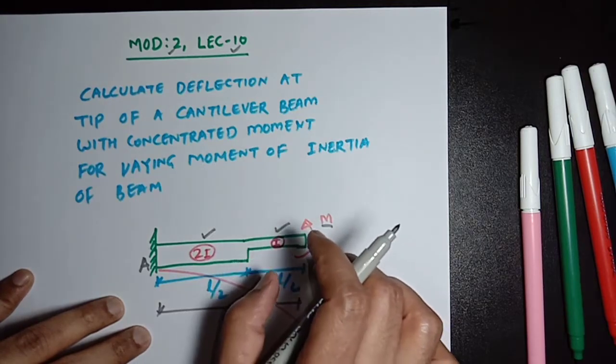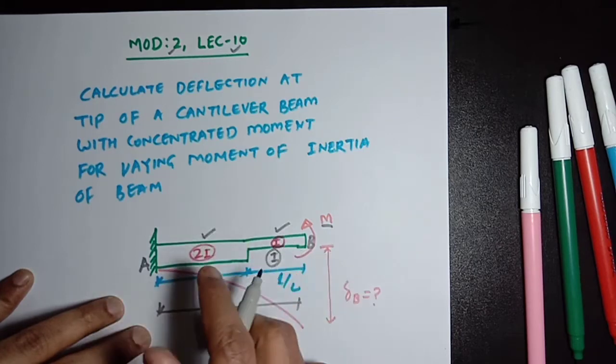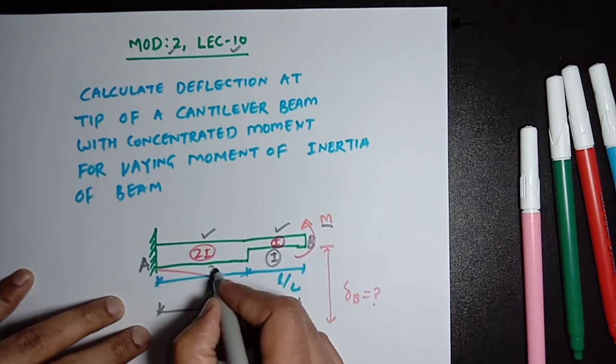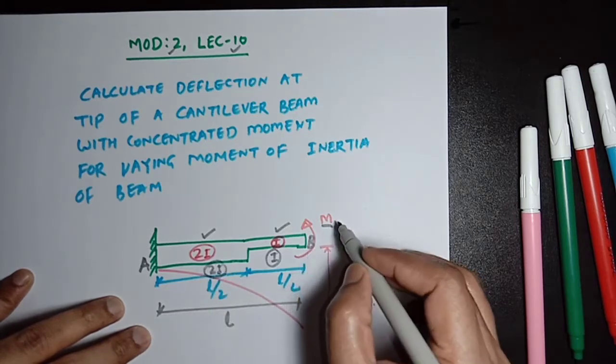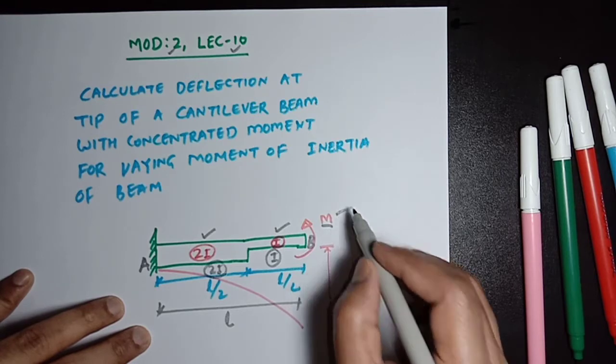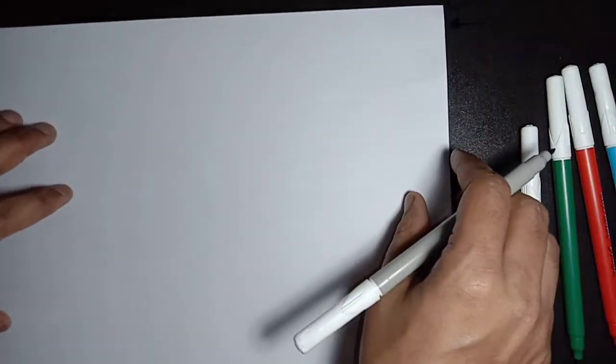Half of this beam has a moment of inertia I, and half of this beam has a moment of inertia of 2I. The subject of analysis is to find delta B, the deflection at point B because of this concentrated moment. Now let's continue, and as you know, the problem statement is here.